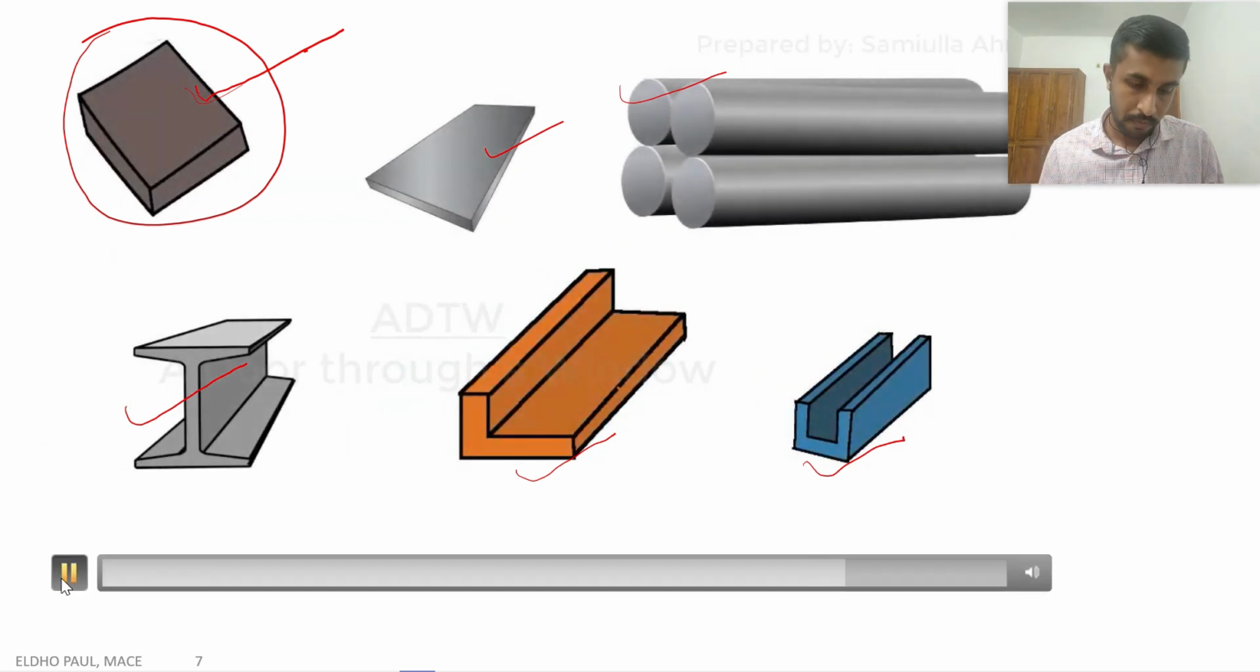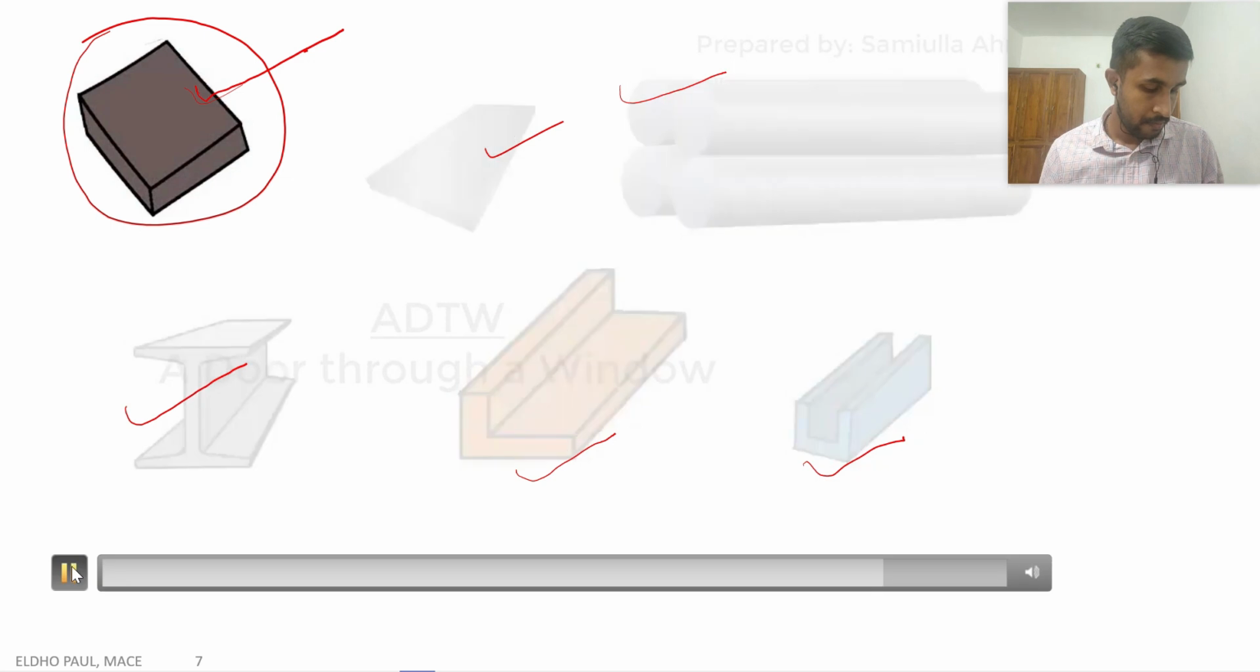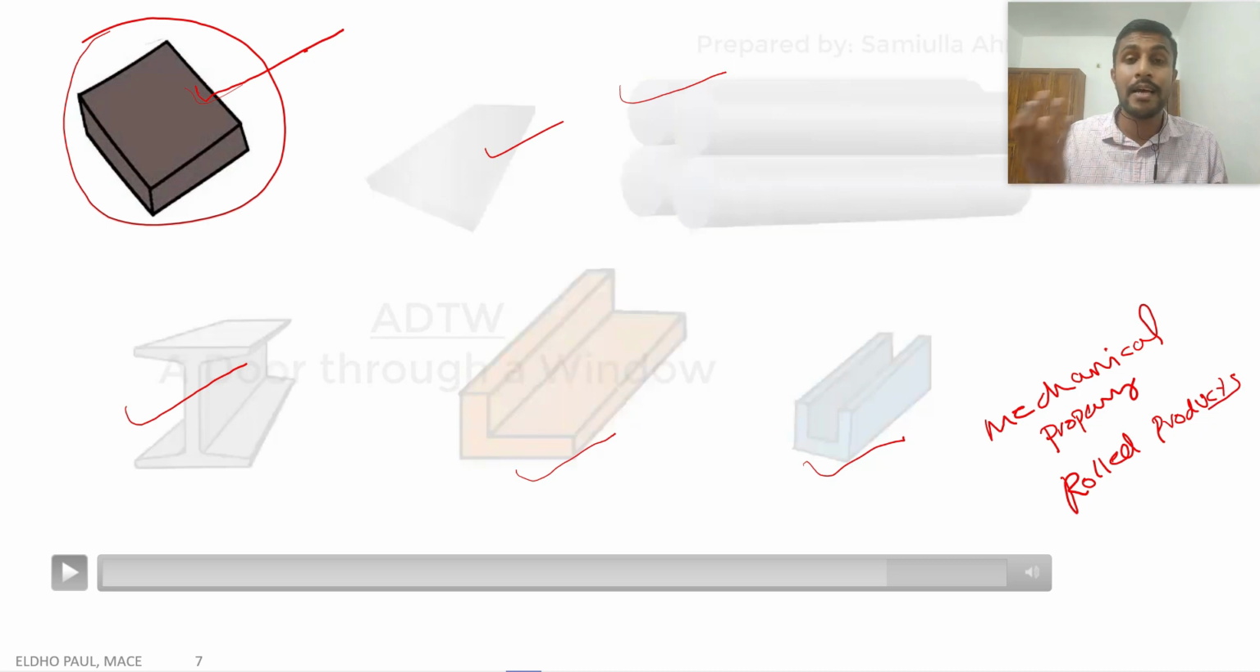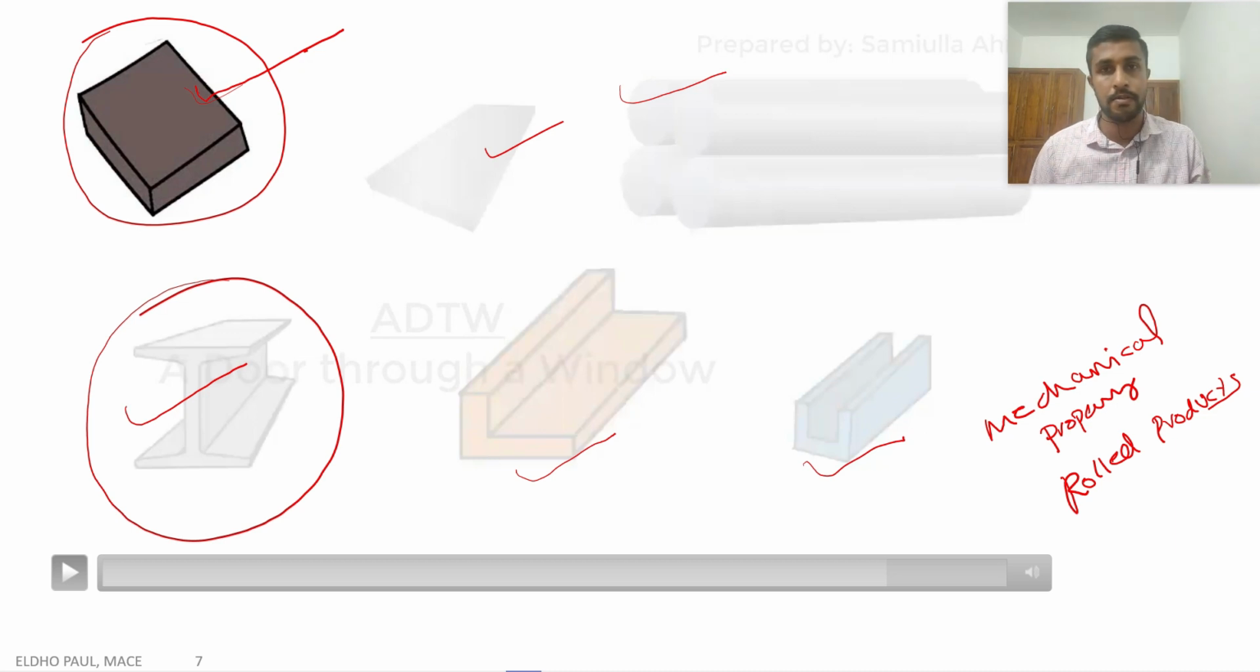Components produced through rolling have higher mechanical properties than cast products. So the main advantage of the rolling process is that the mechanical property of rolled products is higher than that of the cast product. We can make the same product using a casting process. We can prepare a mold and pour the molten material into it, and then we can make this I cross section, I structure, using the casting process. But compared to the casting product, this rolled product has a good mechanical property.